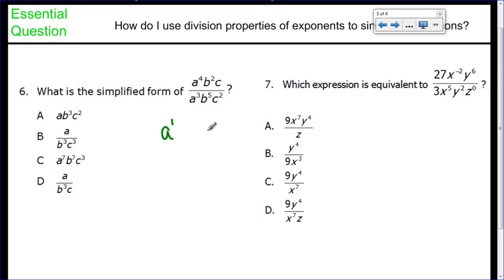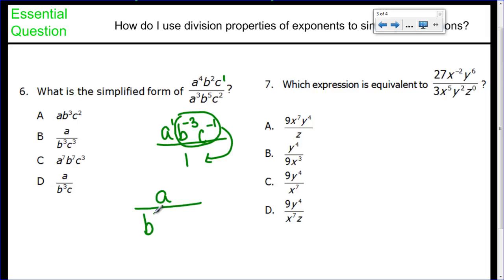For the b's, I'll subtract those exponents. 2 minus 5 becomes negative 3. And then for the c's, remember there's an invisible 1 right here. So I'll do 1 minus 2, which makes negative 1. So I've got negative exponents here, these two. So if I put this all over 1, I'm going to have to move that part to the denominator. So the a will stay on the numerator. Then you have b to the 3rd, c in the denominator. And if you look, that's answer choice D.